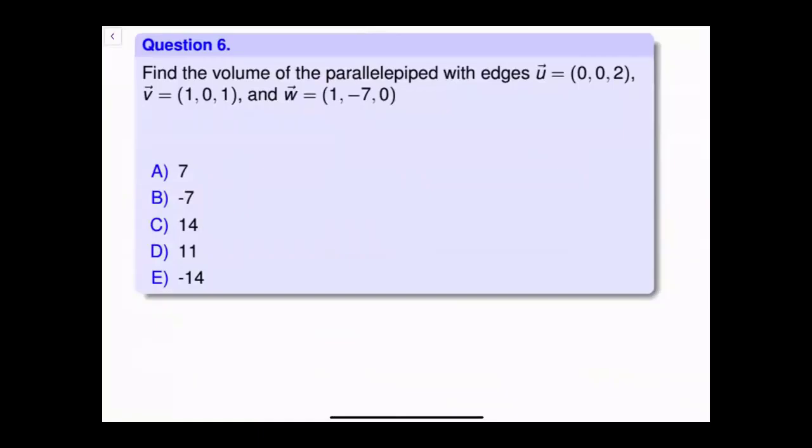Very nice. Okay, we have a parallelepiped with edges disguised. Or the parallelepiped generated by these vectors.